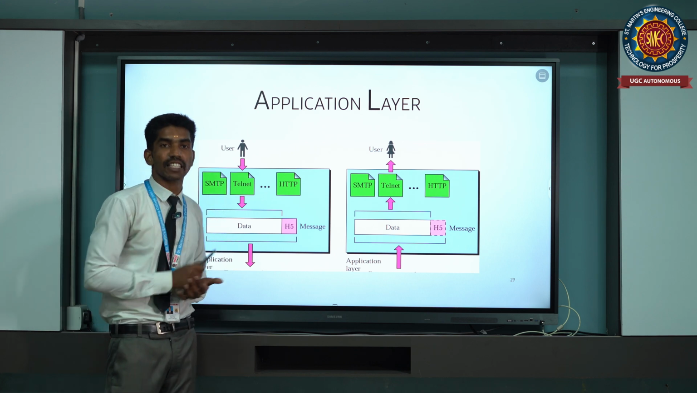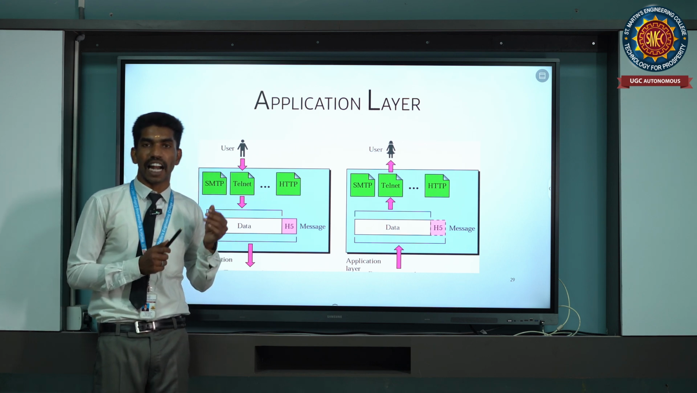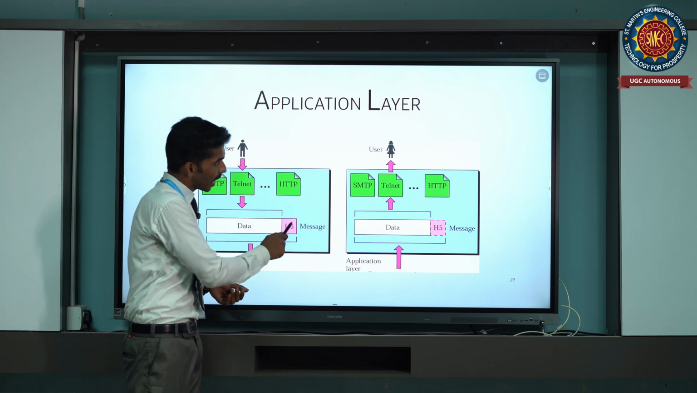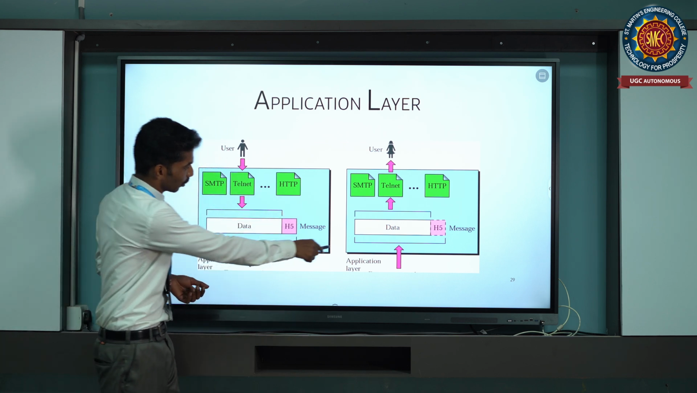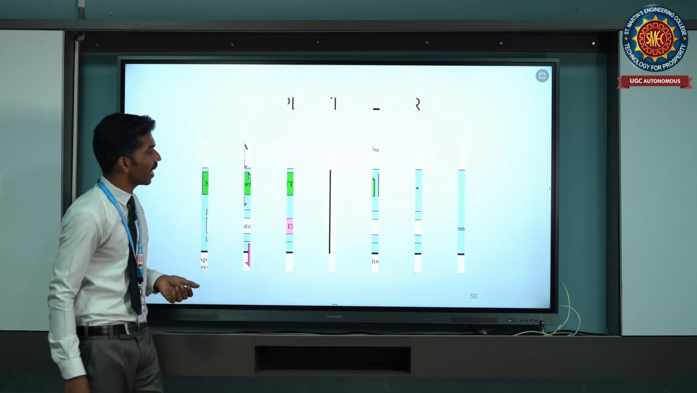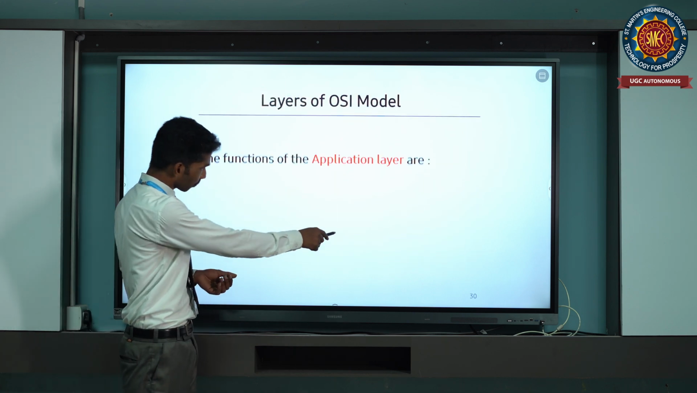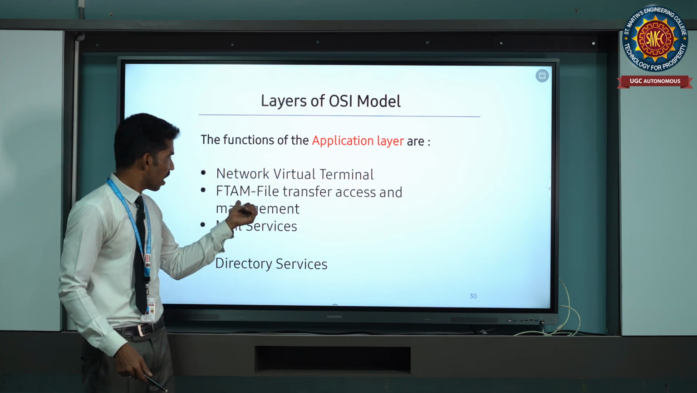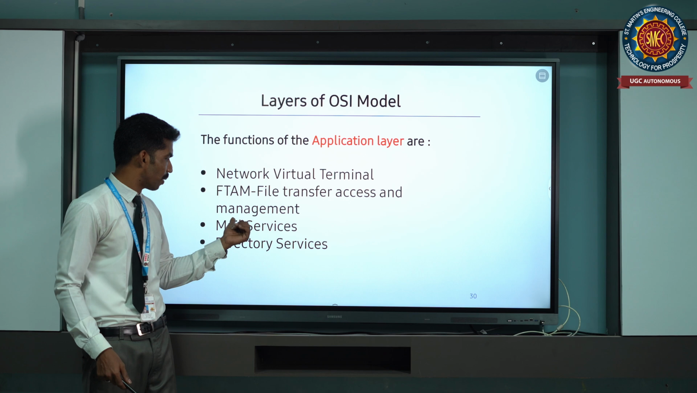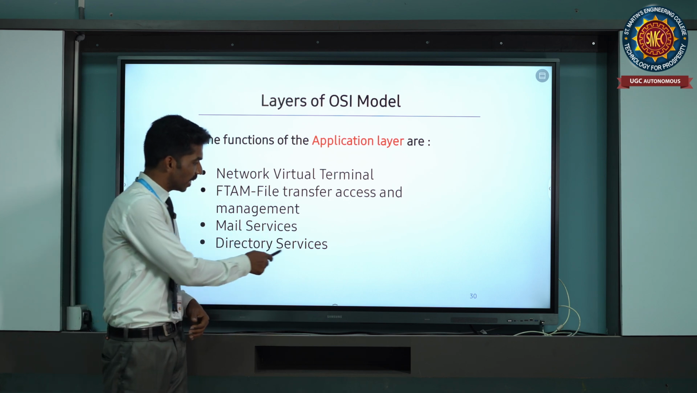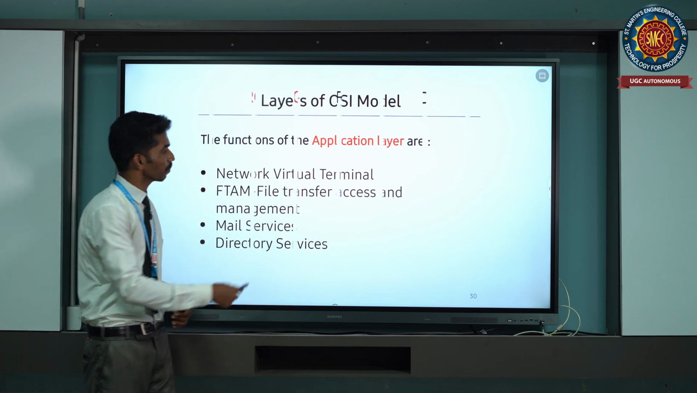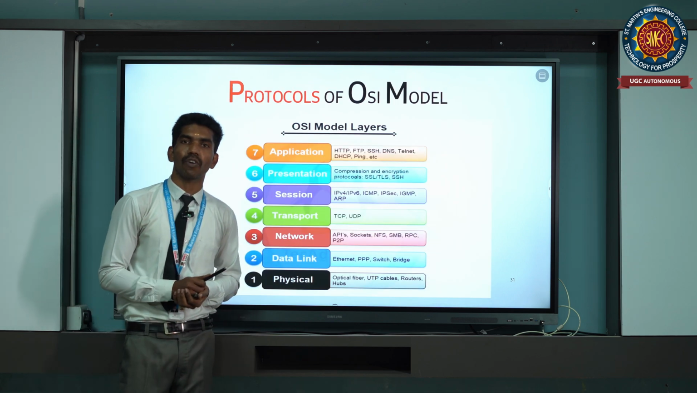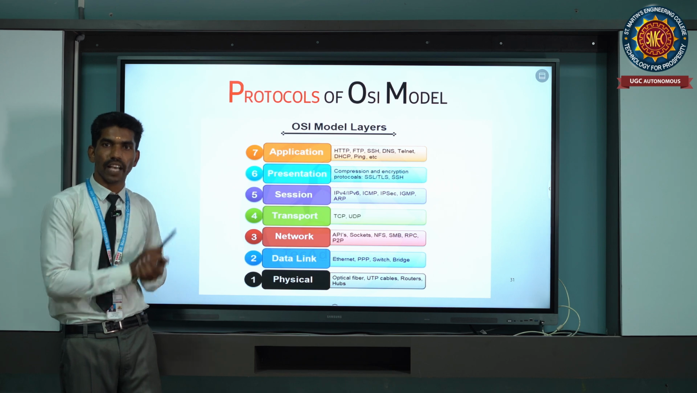Next one, SMTP, simple mail transfer protocol. We can transfer mail via Gmail or Yahoo like that. So this is the application layer. In this application layer, the functionalities are network virtual terminal, file transfer access management, mail services and directory services. So these are the protocols that are involved in the particular OSI model.